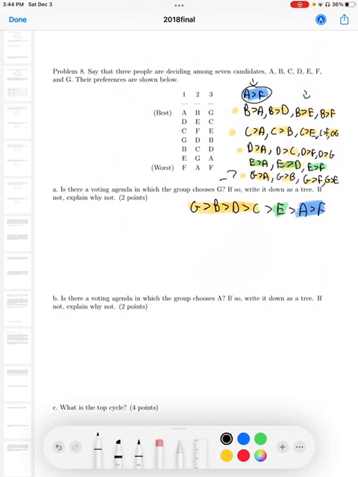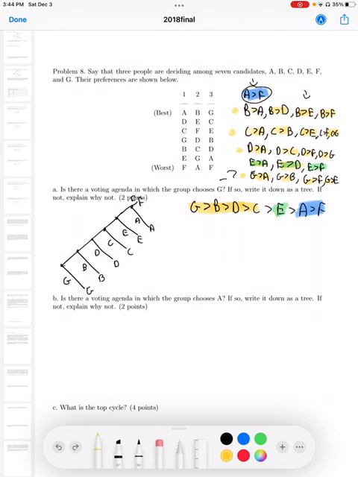So once we have this, we could write it as an extensive form game, which is basically the voting agenda. So they prefer G, then B, then D, then C, then E, then A, and then F, and then A, E, C, D, B, and G. So I just wrote them in order how they are up here.